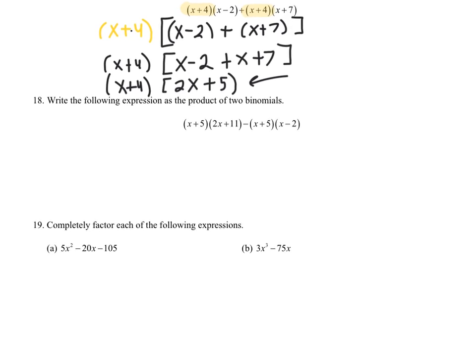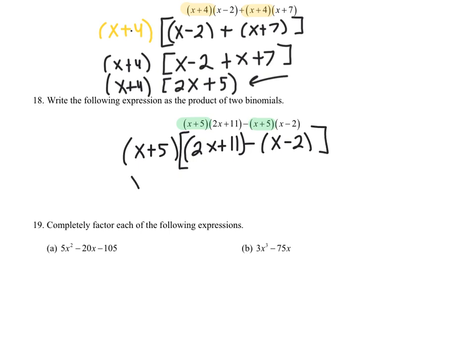Write as a product of two binomials again. Find the like factor. In this case, it's x plus 5 and x plus 5, and then factor it out. Same idea, so I'm going to write x plus 5 over here, and then write what I have left, which is 2x plus 11 minus, I'm going to put hard brackets over here, minus x plus 5, x minus 2, because I factored out the x plus 5. So I still have the x plus 5 binomial out front.